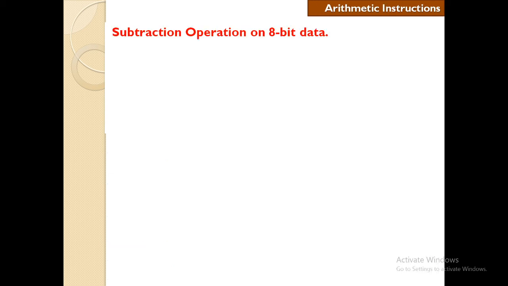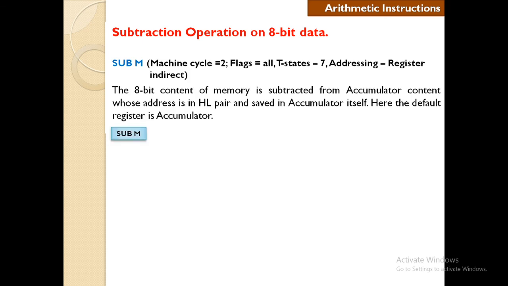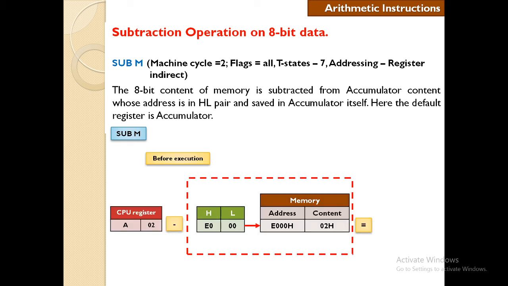Now let's move on to SUB M. Again it is similar. We are talking about register indirect addressing. Here before the execution we can see that the HL is pointing towards E000. So the content 02 will now get subtracted from the accumulator and it will be reflected in the accumulator itself. So in case of SUB M, it always relates to memory. Whenever it relates to memory, it relates to HL.